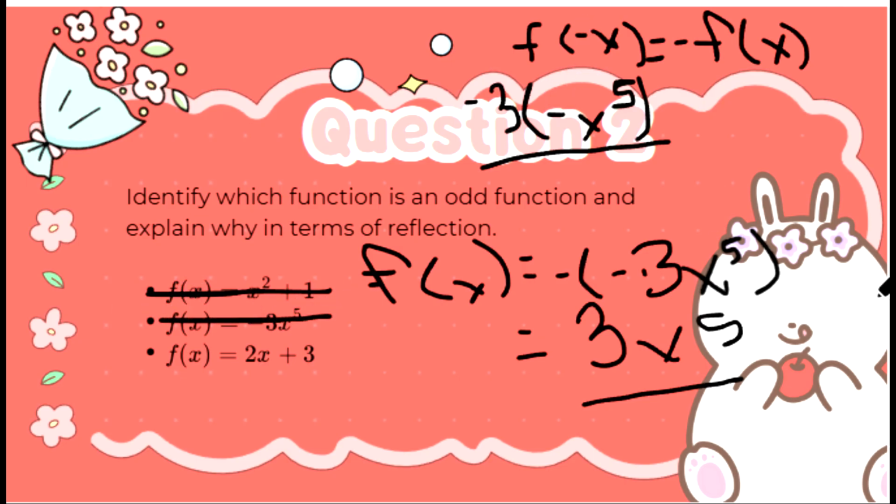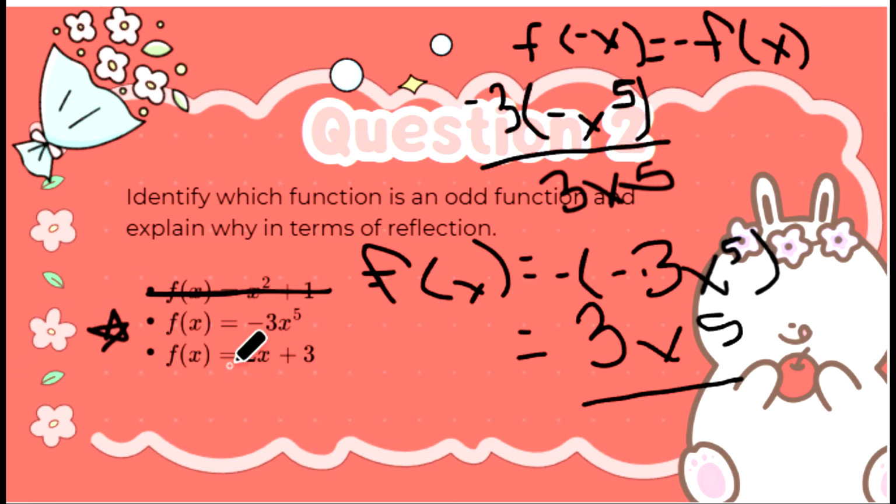Oh, wait, I did something wrong here, though, because look, negative times a negative becomes a positive. So it's 3x to the 5th. I am a math genius. So is 3x to the 5th equal to 3x to the 5th? Yes. So this one is our winner.